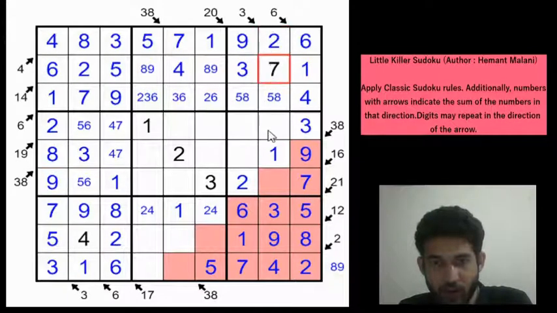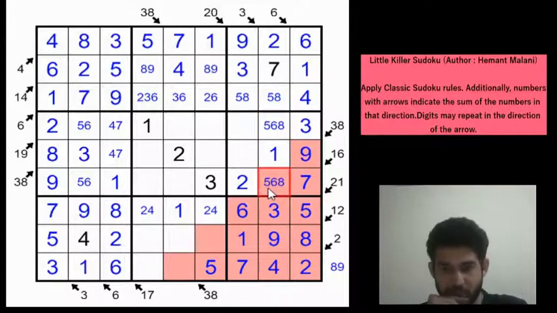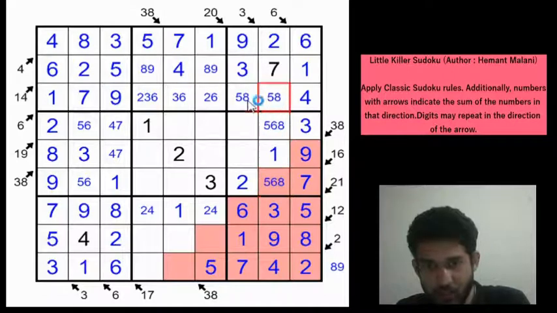So if you look along column 8, the left out digits are 5, 6 and 8. Right? We can mark them. This would be 5, 6 and 8 and this would be 5, 6 and 8. So I think we can do something here. Let us see what happens if you have a 5 here because 38 clue is very powerful.